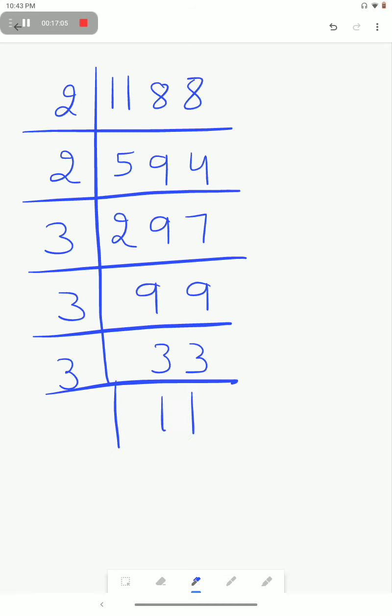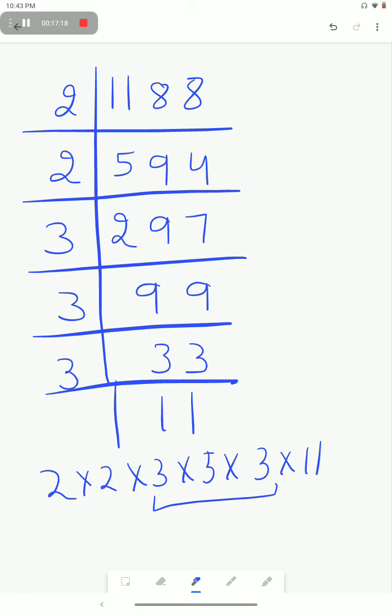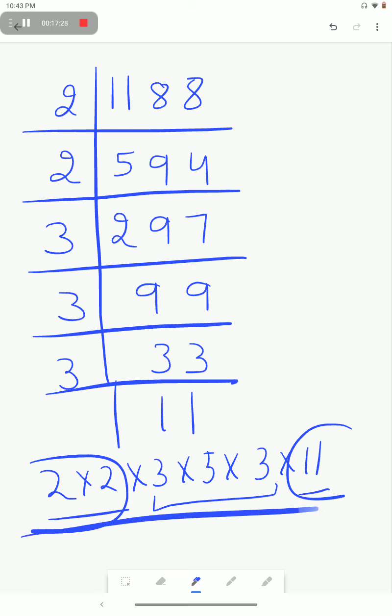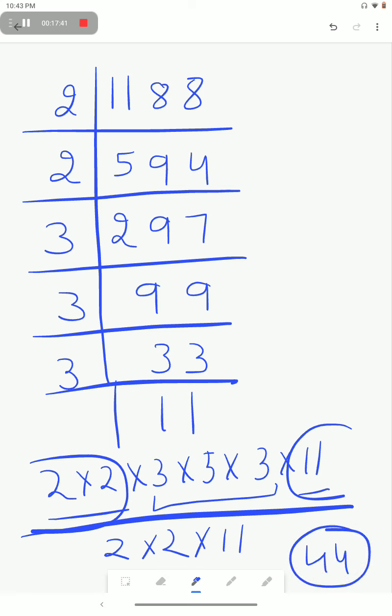Now, what are its prime factors? 2 into 2 into 3 into 3 into 3 into 11. Now, tell me by what number it should be divided? 3 is existing in the triplet form, but this is not a triplet. Means these are extra numbers. We have to divide this number by 2 into 2 into 11 to make it a perfect cube. And this number is equal to 44. Means we will have to divide this number by 44.